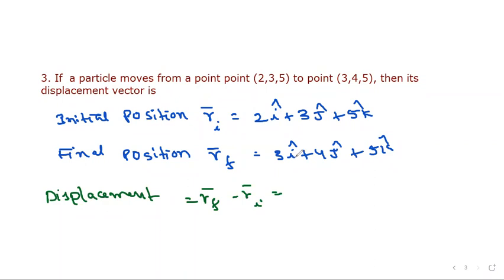So that means you have to take the difference between the second vector and the first vector. See, 3 i cap minus 2 i cap. First you take the difference of the i components only. 3 i cap minus 2 i cap is 1 i cap, plus 4 j cap minus 3 j cap is 1 j cap, and 5 k cap minus 5 k cap is 0 k cap, so no need to write it. So finally the displacement is simply i cap plus j cap.